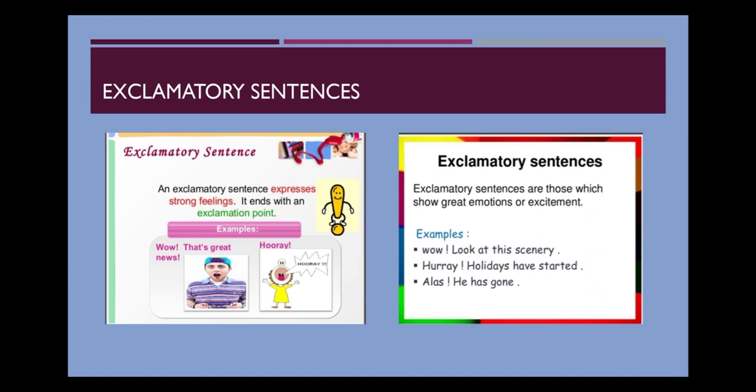Now let us see what are exclamatory sentences. Children, an exclamatory sentence expresses strong feelings, or exclamatory sentences are those which show great emotions or excitement. It always ends with an exclamation mark or exclamation point. Now let us take up a few examples. Whoa, that's great news. Hooray! Wow, look at this scenery.